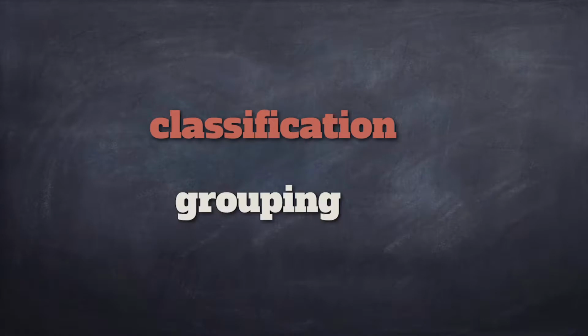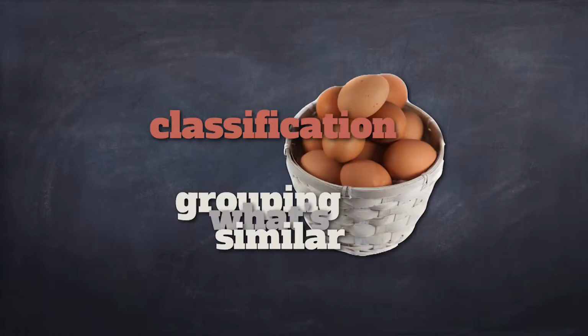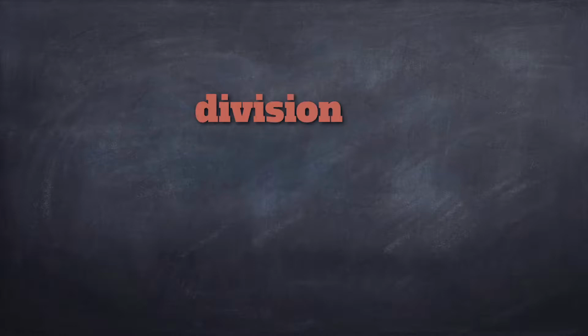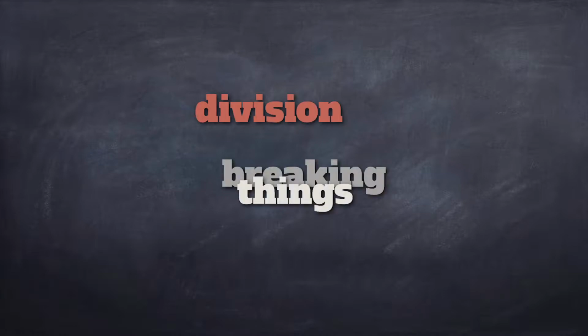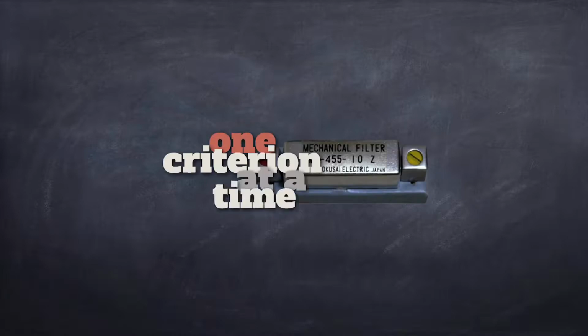Classification consists of grouping together things that are similar. Division complements it in that it breaks one single item into its component parts. We will classify and divide in accordance with one criterion at a time.